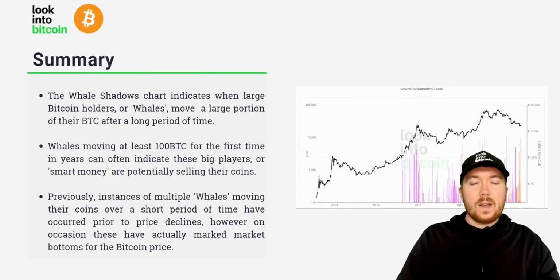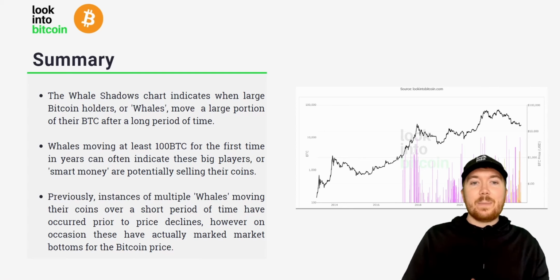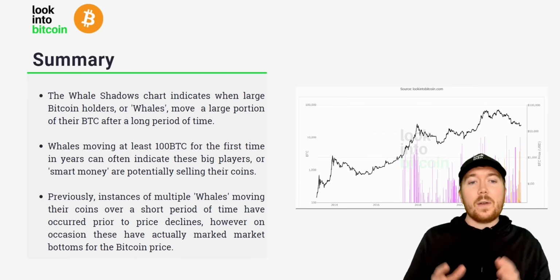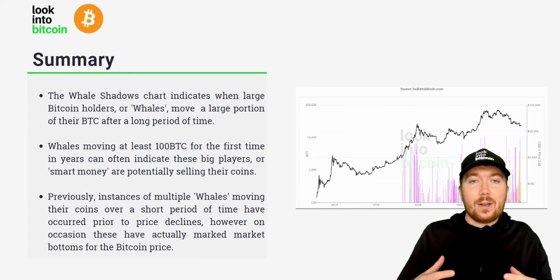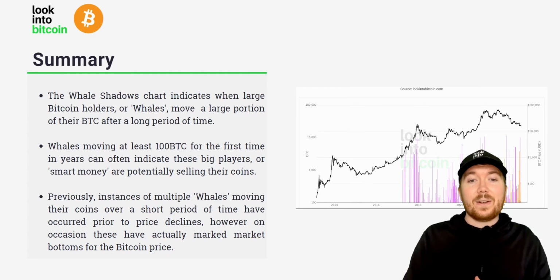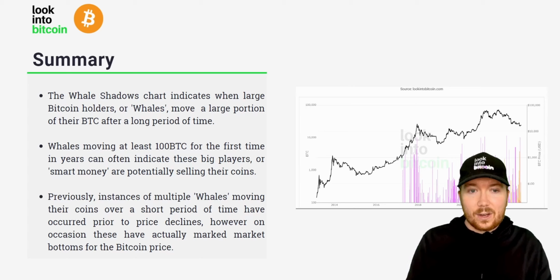So just to summarize, the whale shadows chart is showing us when large Bitcoin holders, or whales, move a large portion of their BTC after a long period of time. Whales moving at least 100 BTC for the first time in years can often indicate that these big players, that are often referred to as smart money as they earn such an excessive amount of Bitcoin and have been trading for an extended period of time, are potentially selling their coins.